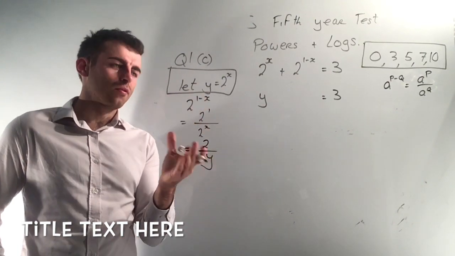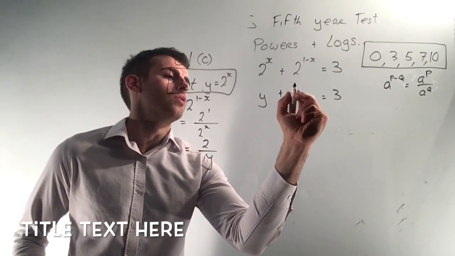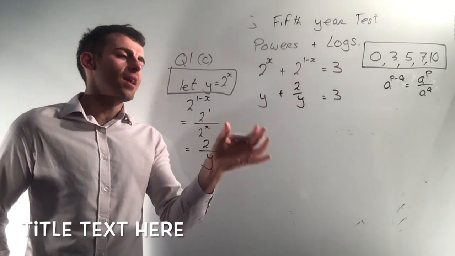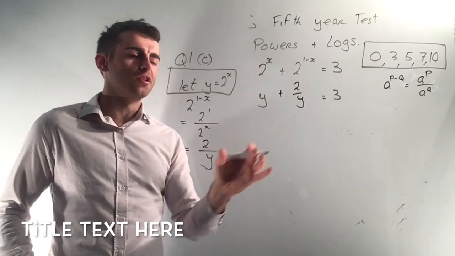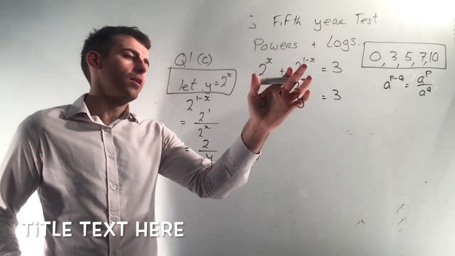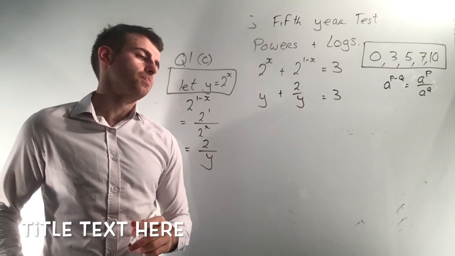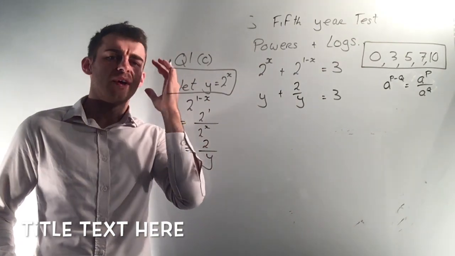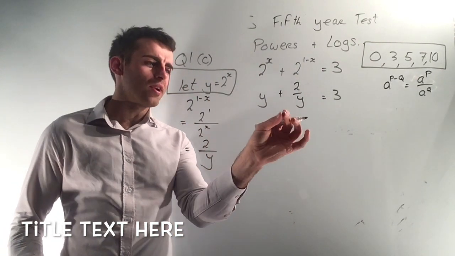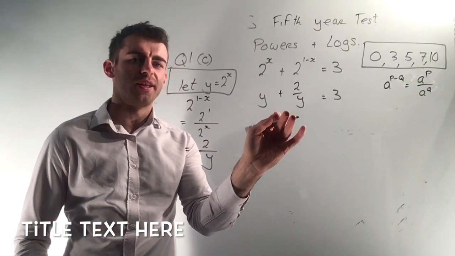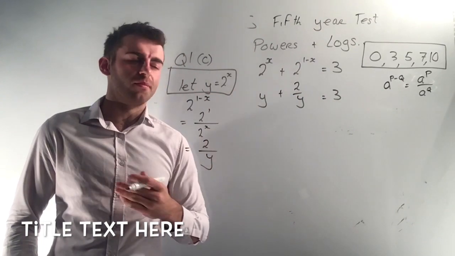So now I'm happy enough with that, because instead of 2 to the power of 1 minus x, I can just plug in 2 over y. And now this question's a lot simpler because I've no powers. Now I can just go back to normal algebra. If there's a minus in your power, you'll always end up with some kind of a fraction like this. So I need to ask myself, what do I need to do in order to get rid of this fraction? Well, to get rid of this fraction, I need to multiply this by y. But if I multiply this by y, I'm going to have to multiply everything by y.